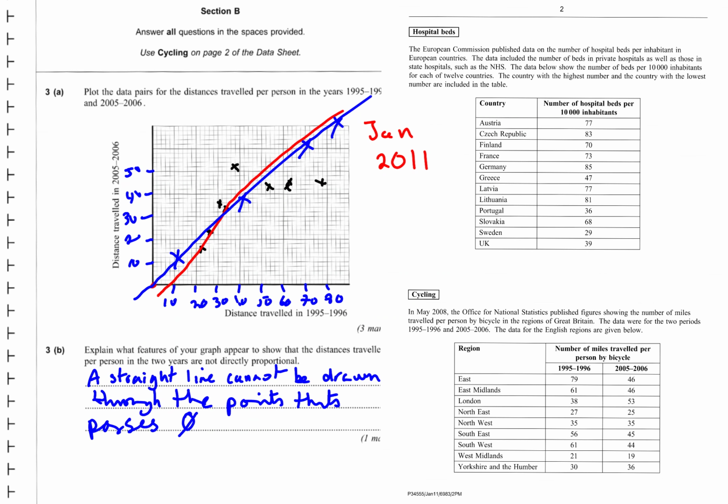Now most questions that you get like this, this is the standard answer, and if it does go through the origin and it's in a straight line, if they ask you what can you make of your graph, you can say it's directly proportional to each other because I can draw a straight line from the origin and across every single point.